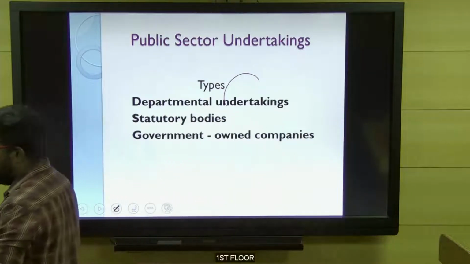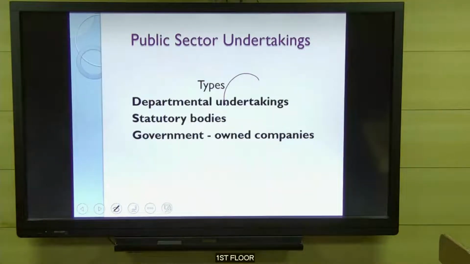When a government department is directly involved in running a commercial business, then they are known as departmental undertakings.